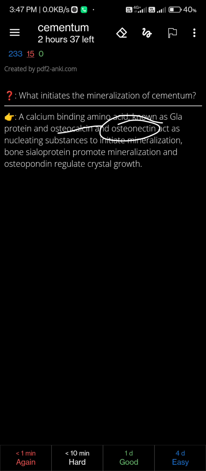So what initiates the mineralization of cementum? Calcium binding amino acids known as GLA protein. Osteonectin and osteocalcin act as nucleating substances and initiate mineralization. Bone sialoprotein promotes mineralization, and osteopontin regulates crystal growth.